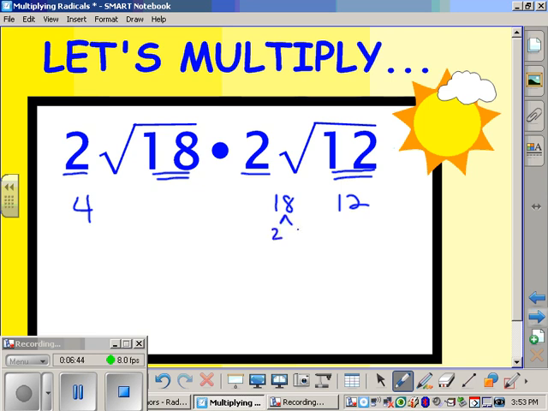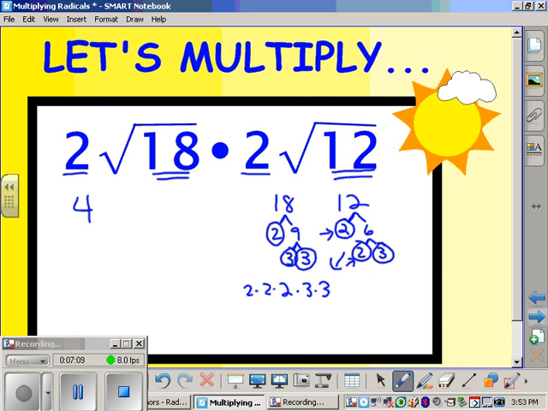If I break the 18 down, I get 2 and 9 and 3 and 3. So far, the prime numbers are 2, 3, and 3. If I break the 12 down, I get 2 and 6, and then 2 and 3. So I'm going to group all my 2's together. So the two 2's I have here and here, I'll put in front. And then this 3, I'll stick at the end.